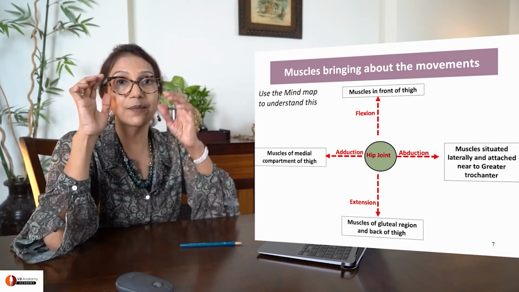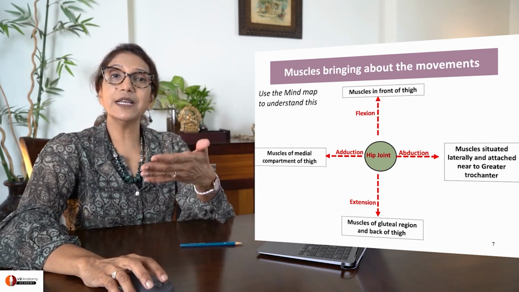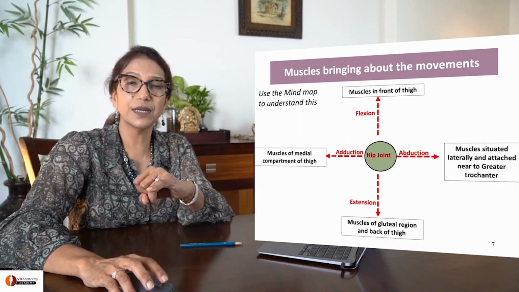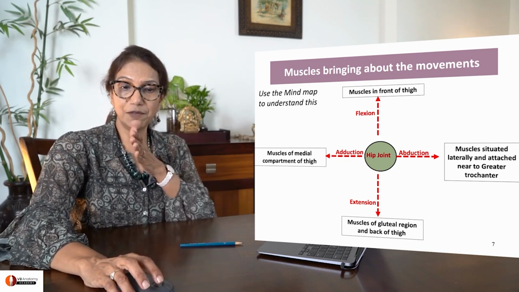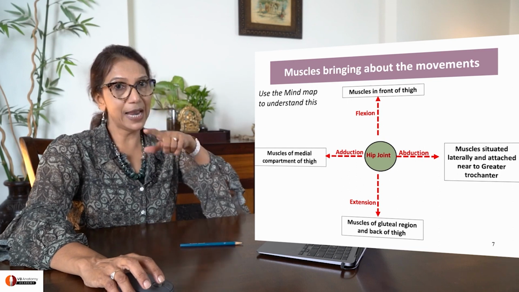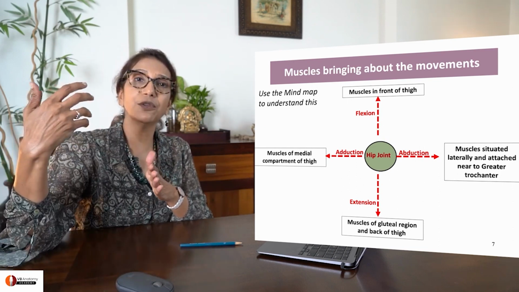Do this once again. This is your hip joint. If a muscle lies anterior to it, it will flex the joint. If the muscle lies behind it, it will extend the joint. If the muscle lies medial to it, it will adduct the joint. If the muscle lies lateral to it, it will abduct the joint.